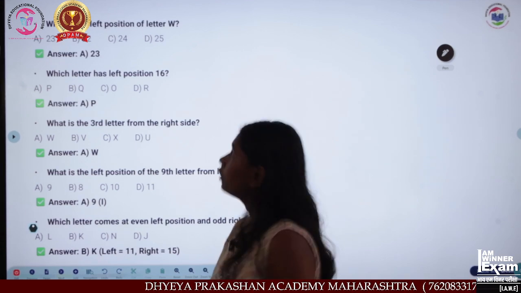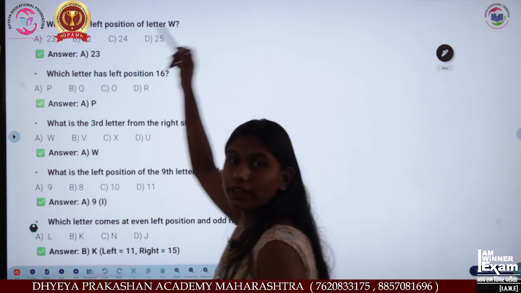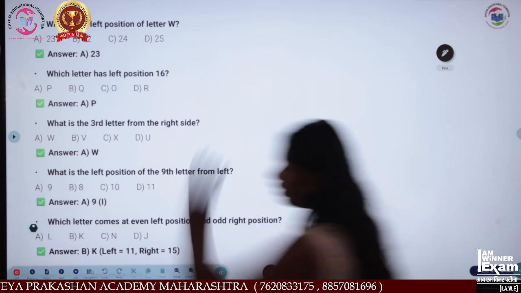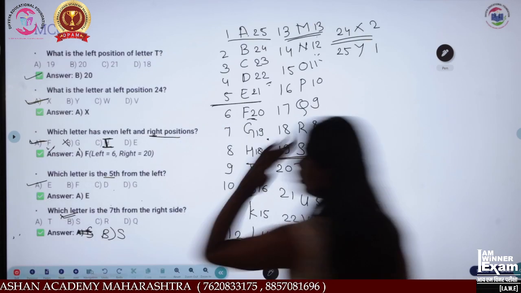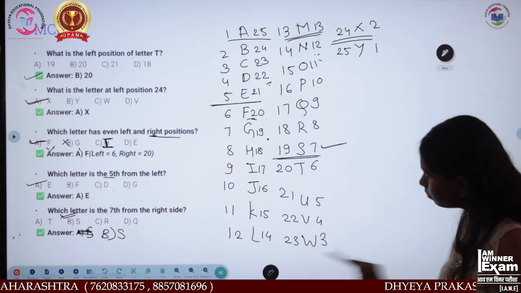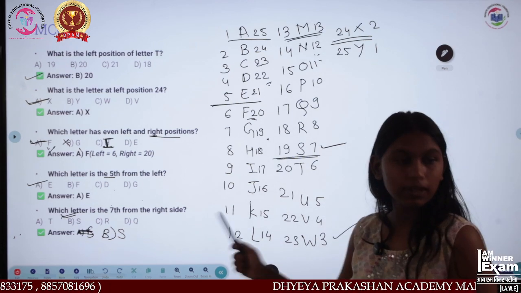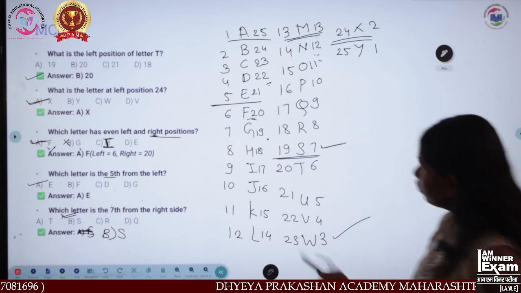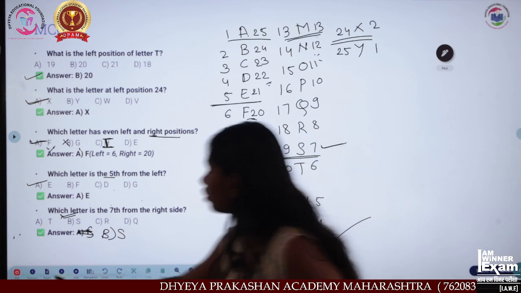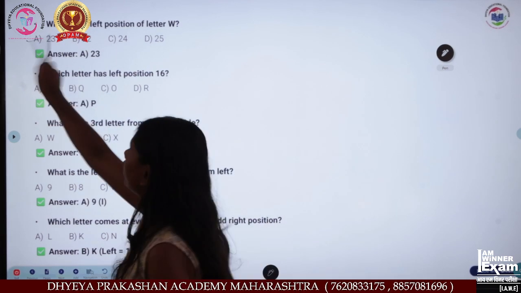Okay, the next MCQ. What is the left position of the letter W? Now where is W? Here. What is the left number of the W? That is 23. So the correct option will be A, 23.